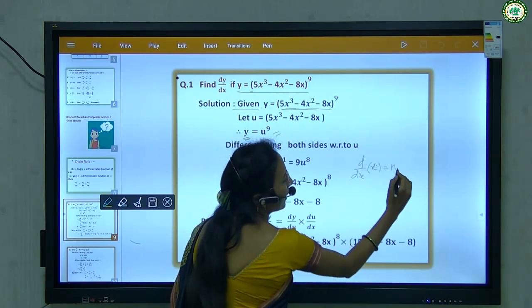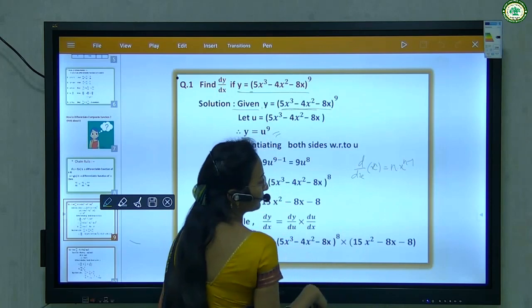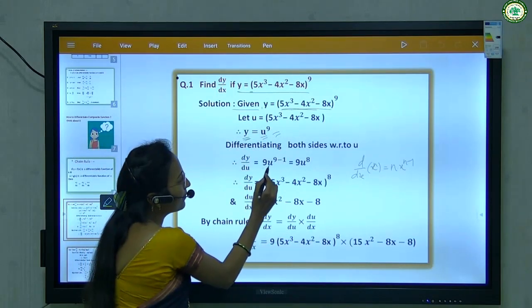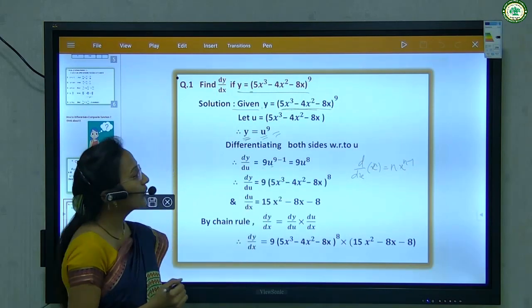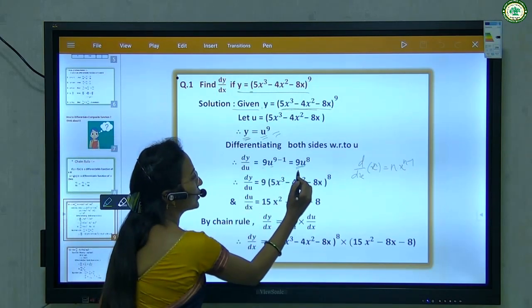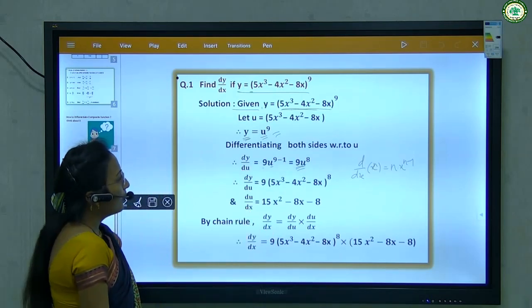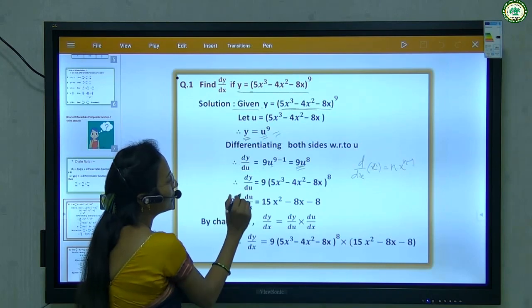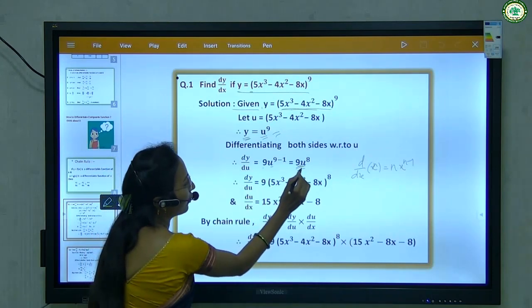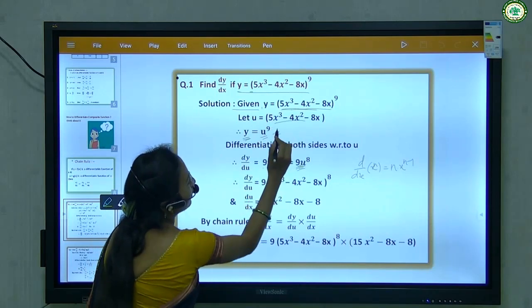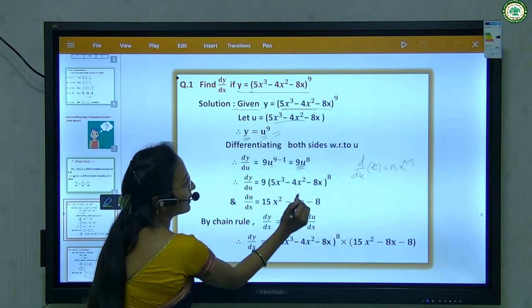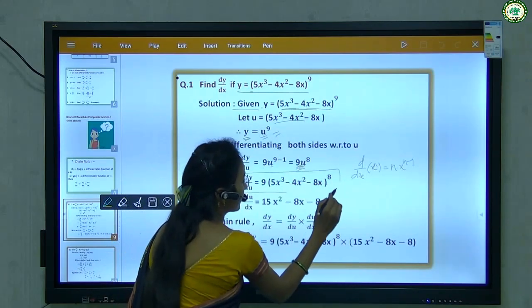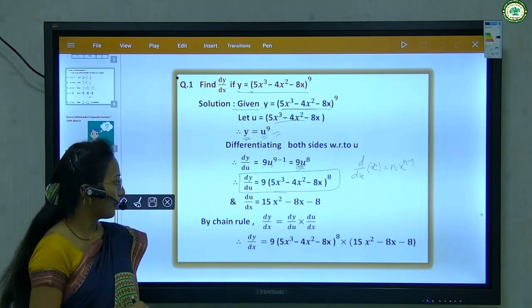Now here we apply the formula of d by dx of x raised to n is equal to n times x raised to n minus 1. That means the derivative of u raised to 9 is 9 times u raised to 9 minus 1. By calculation, we get 9 u raised to 8. Now put the value of u. dy upon du is equal to 9 into, put the value of u, the value of u is (5x cube minus 4x square minus 8x) raised to 8 as it is. This is the dy upon du.